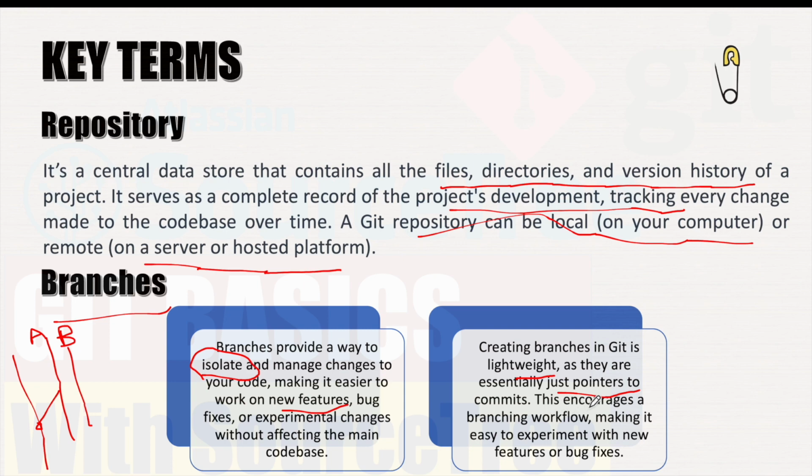This encourages a branching workflow, making it easy to experiment with new features or bug fixes. Because branching is not a very heavy or resource intensive process, it makes it easy for developers to experiment with features or bug fixes. Consider that if the code was copied and pasted every time a branch is created, then it would take time, it would take resources, it would take money, thereby making it very difficult and restrictive on the project budget. And that's where branches would be avoided. But Git does this very smartly, and that's where creating branches is lightweight and developers can create as many branches as they want.